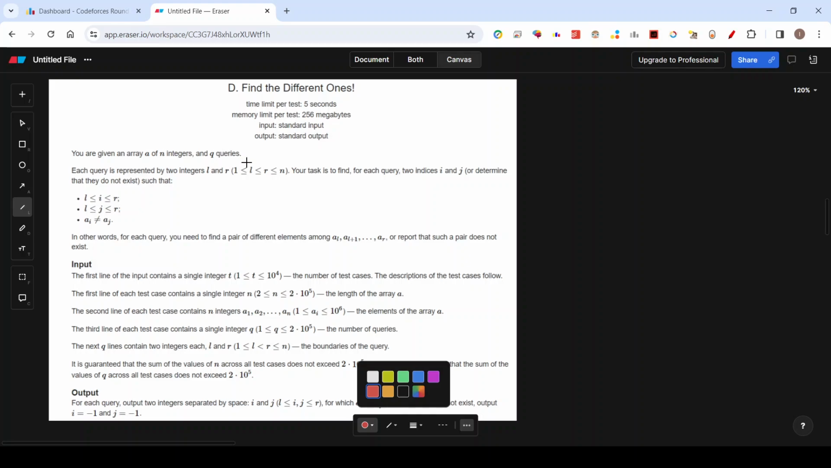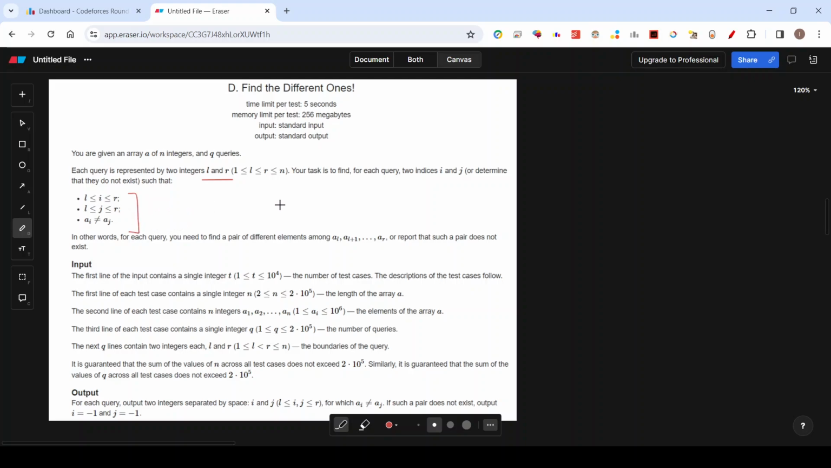In this question you would be given an array of n integers and q queries. Each query is represented by two integers l and r, right? These l and r denote the range in the particular array, and your task is to find, for each query, any two indexes such that these conditions are met. So what are these conditions?